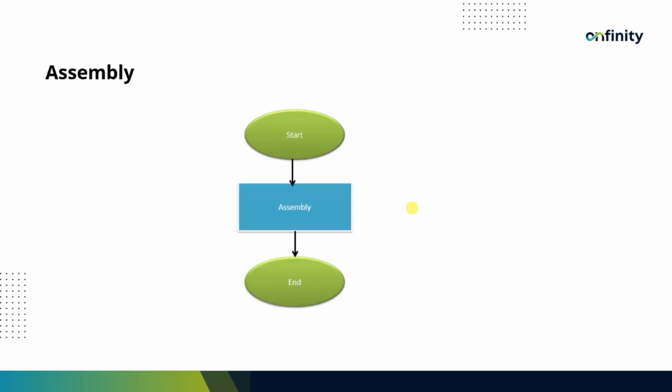Now, let's review the assembly process flowchart. This will help you understand the sequence before we proceed with the use case execution. Here's a process flowchart I've created. It will help you clearly understand how to process assembly. In Onfinity, all assembly activities are managed directly through the assembly screen. This process can only be started and recorded from the assembly screen.